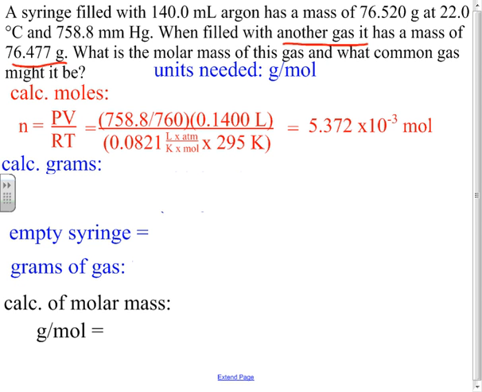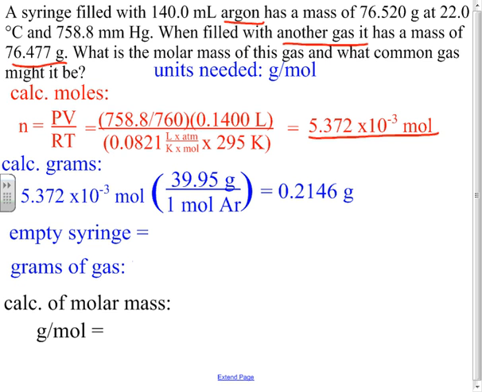However, we know that the original syringe had argon gas, and now we know the number of moles of argon gas, which means we can calculate the grams of argon in the syringe, and by subtraction we can then get the mass of the empty syringe, which then will allow us to calculate the grams of the unknown gas. So first thing we need to do is to take that number of moles in the syringe. And by the way, according to Avogadro's hypothesis, any gas with the same pressure, same volume, same temperature will have that number of moles. So this is not only the moles of the argon gas, but also the number of moles of our unknown gas.